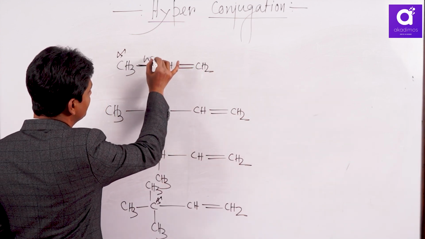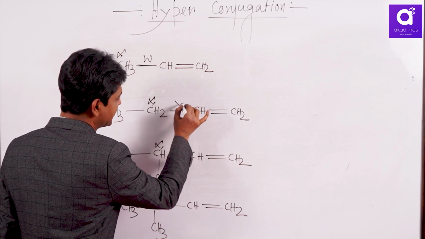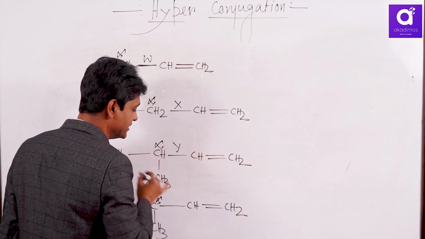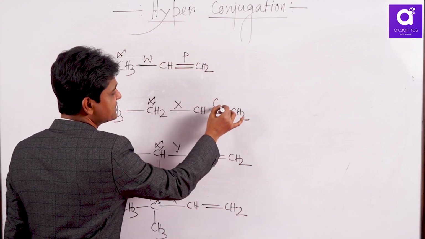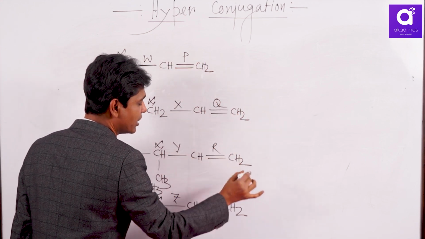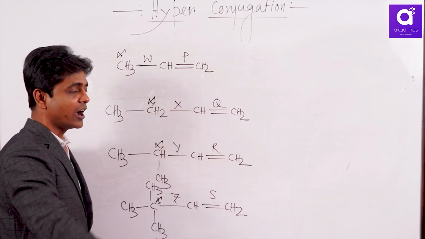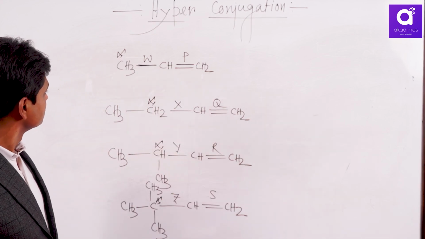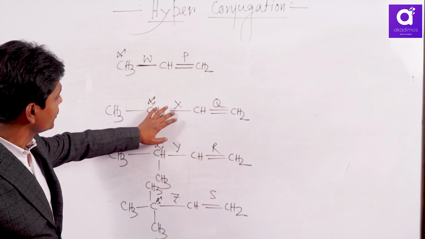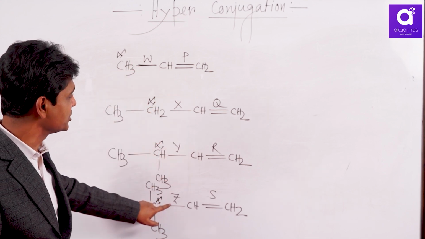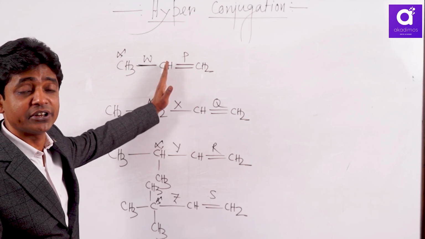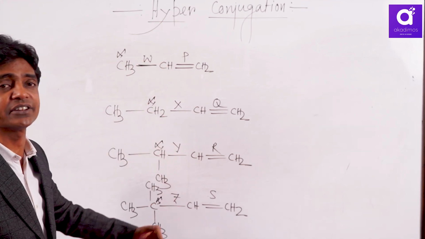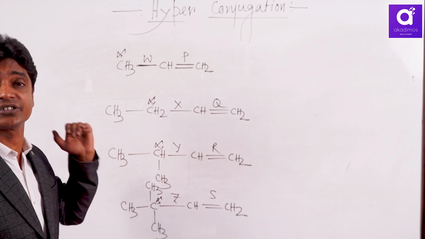Now let this be W. This is X. This is Y. This is Z. And let this be P, this is Q, this is R, this is S. Now, if I ask you about W, X, Y, Z, that is the length between the alpha carbon and the sp2 hybridized carbon, compare their lengths. How will you compare it?